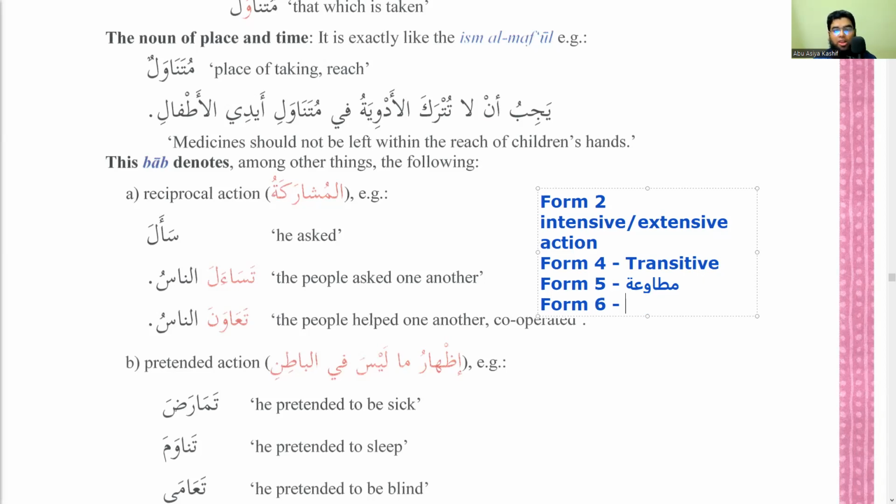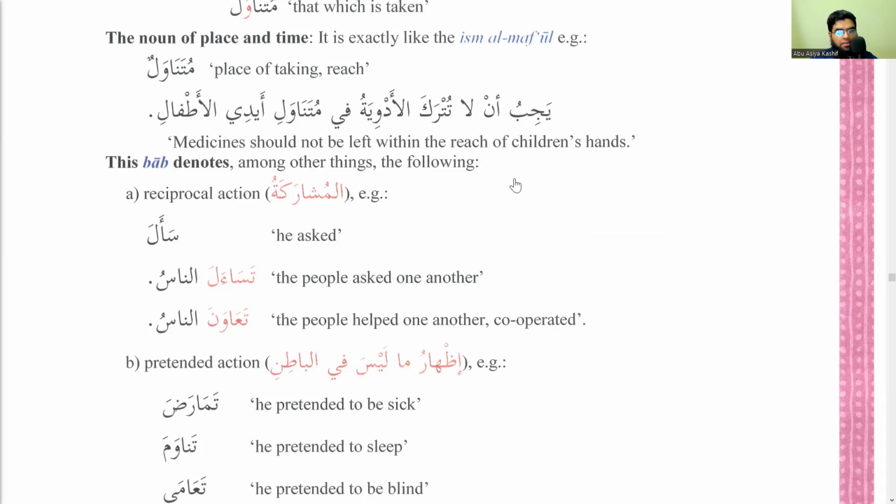Form 6, not all the time. This is just one of the uses. Form 6 is used for pretending and cooperation or reciprocal action, he says. Not cooperation literally, but two people doing that action. Like yatasa'aluna, amma yatasa'aluna. Then what are they asking each other? Reciprocal action. Correct? These are the two. One is musharaka. So what are the meanings? Like when will you use this form? Not all the time, but what are the meanings of it?